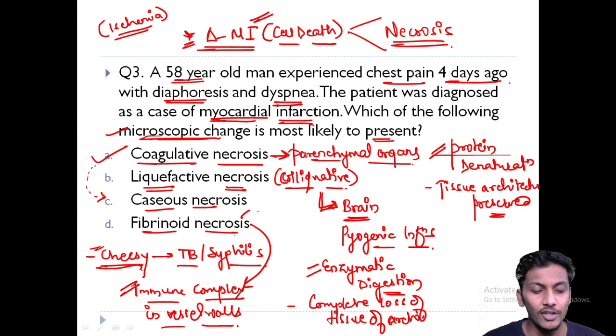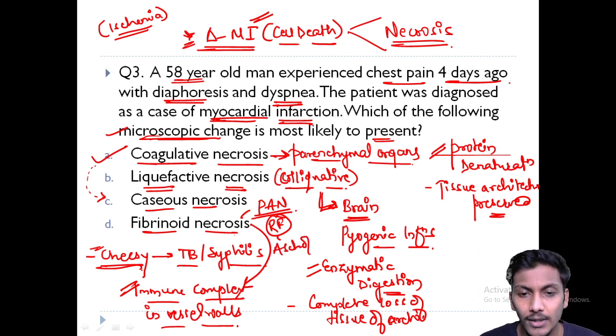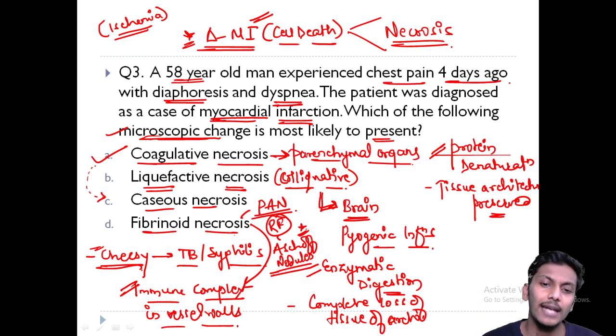And what examples of fibrinoid necrosis should you remember? The most important example of fibrinoid necrosis is PAN, that is polyarteritis nodosa, which is a type of vasculitis. And one more example is rheumatic fever. In cases of rheumatic fever, usually in the heart you can see some Aschoff nodules, which are a characteristic feature of rheumatic fever, and these are also an example of fibrinoid necrosis. So fibrinoid necrosis was seen in which two places? First was polyarteritis nodosa and second is the Aschoff nodules of rheumatic fever, and it is due to immune complex deposition in the vessel wall. I hope this is clear to you.